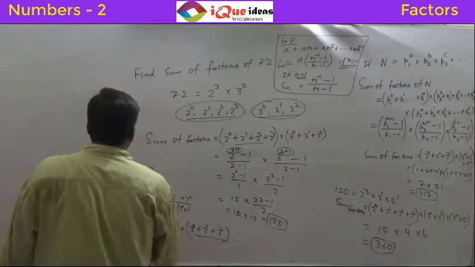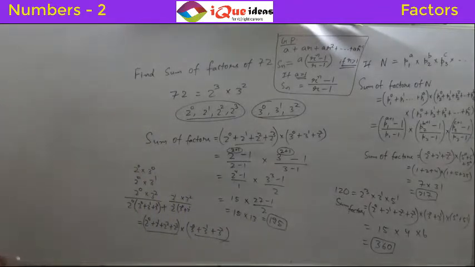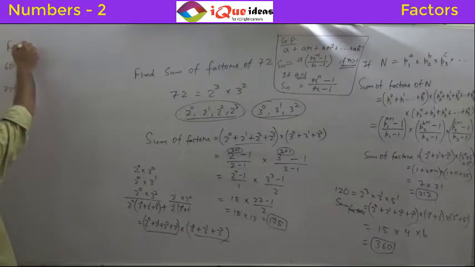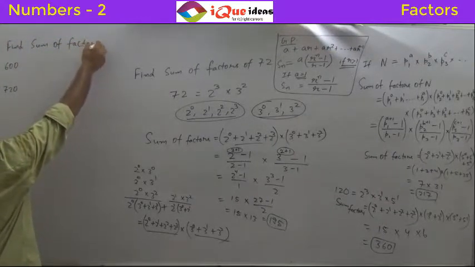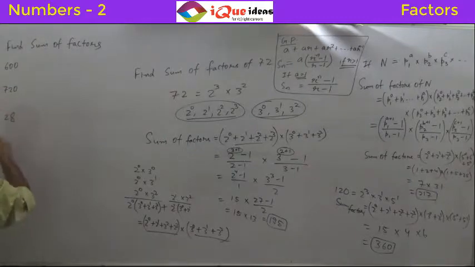Now, what I'll do is I'll give you certain more examples. Let's say find the sum of factors of 600, sum of factors of 720. Question is find sum of factors. Find sum of factors of 28, sum of factors of 6. So you can pause and you can find the sum of factors of these numbers. I'll give you one more number, 1000.